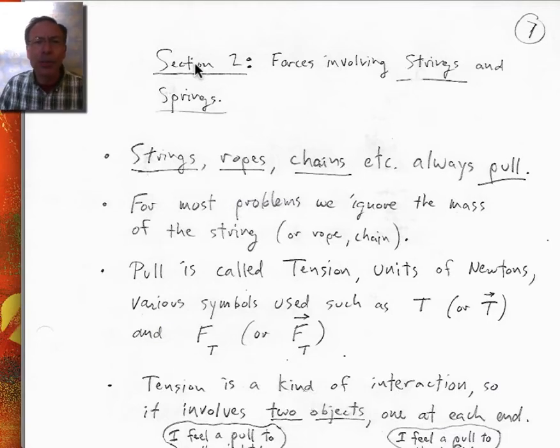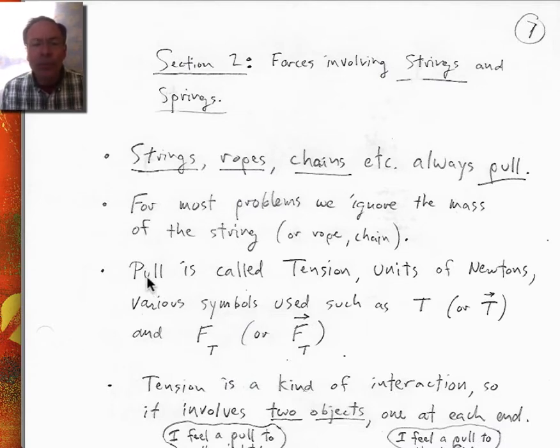Hello students, we're going to continue with Newton's laws, and in this section we're going to talk about strings and springs. So first, about strings. Strings and ropes and chains and that sort of thing always pull. Okay, so that's simple. Now we're going to be doing problems, and for these problems we're about to do, we're going to ignore the mass of the string itself, or the mass of the rope. Of course, some things like chains are really quite heavy, and it's not very realistic to ignore all of that weight. But anyway, for these problems, we're keeping things simple.